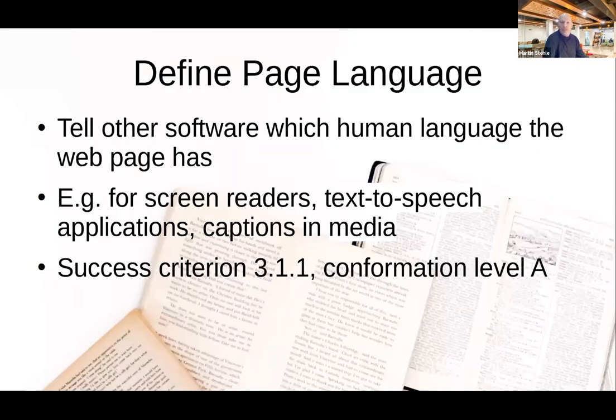Define the plain language. That's also in success criterion 3.1.1 of the conformance level single A, so you have to fulfill that if you want to call your theme accessible. And it's very helpful information for applications, not for the human, but for applications. So they do not have to guess what the human language is. If you give it to them with an element, with an attribute, with a value by hand, then the applications can speak in the correct language.